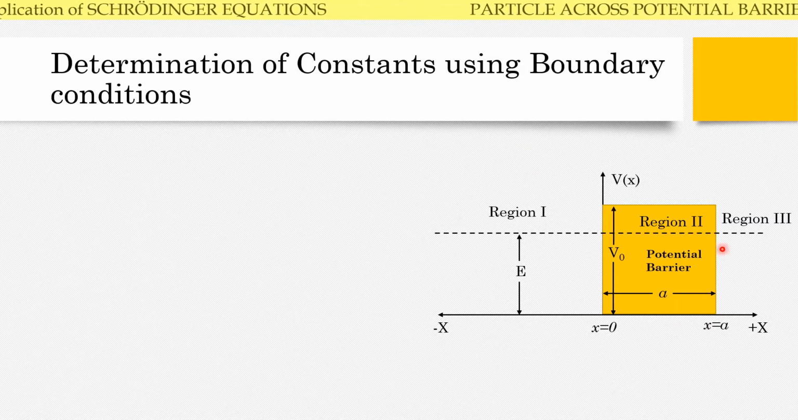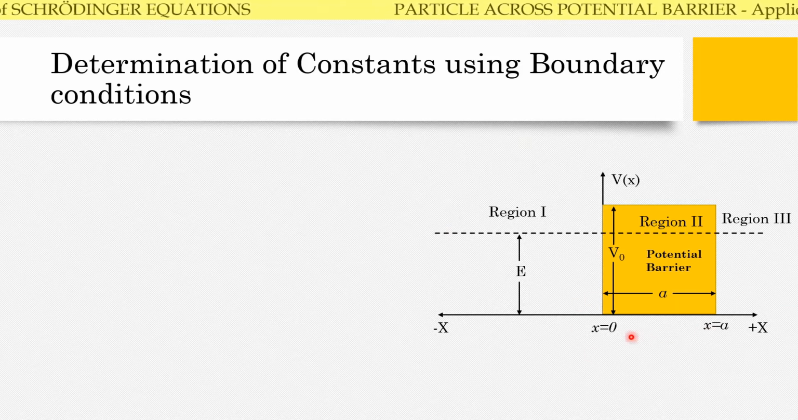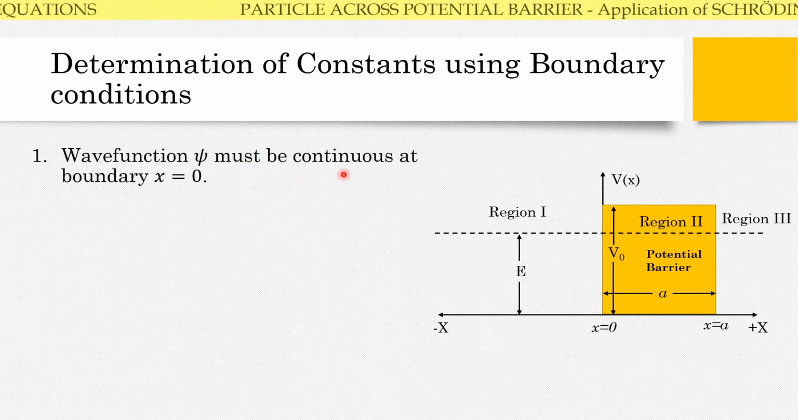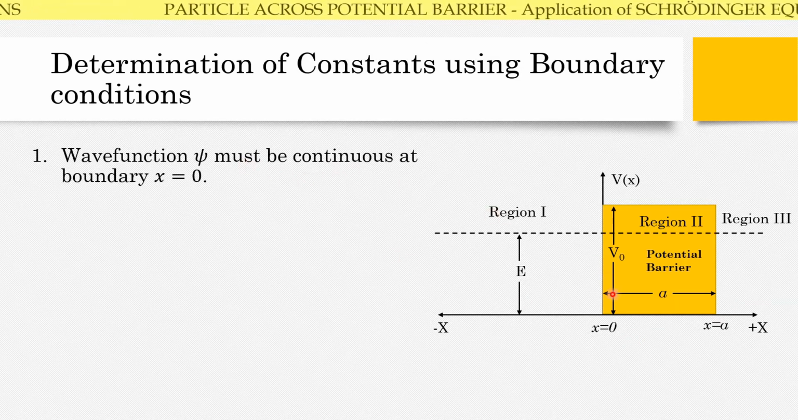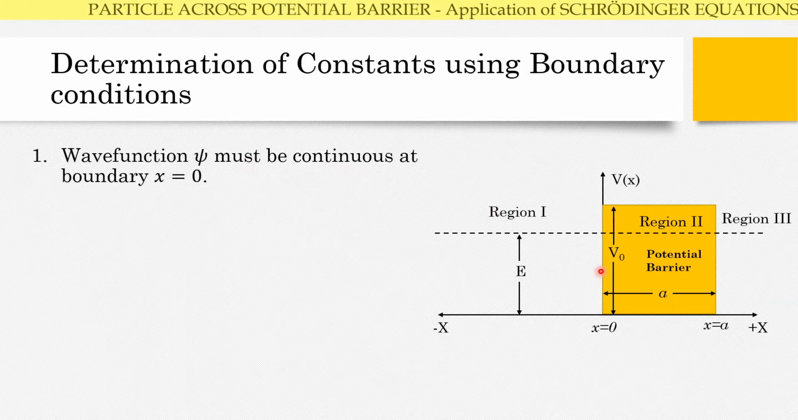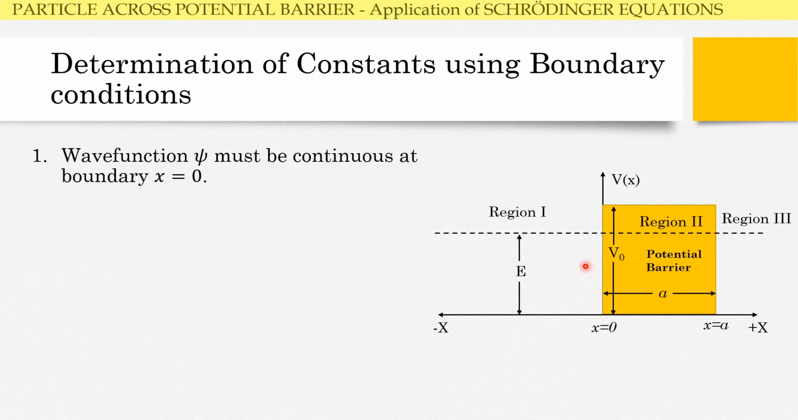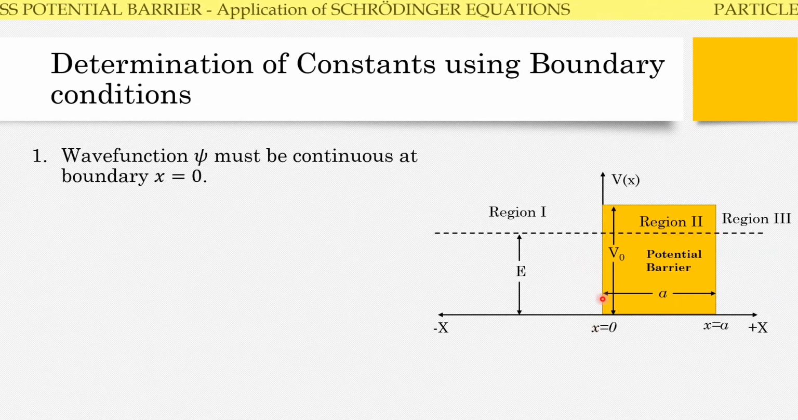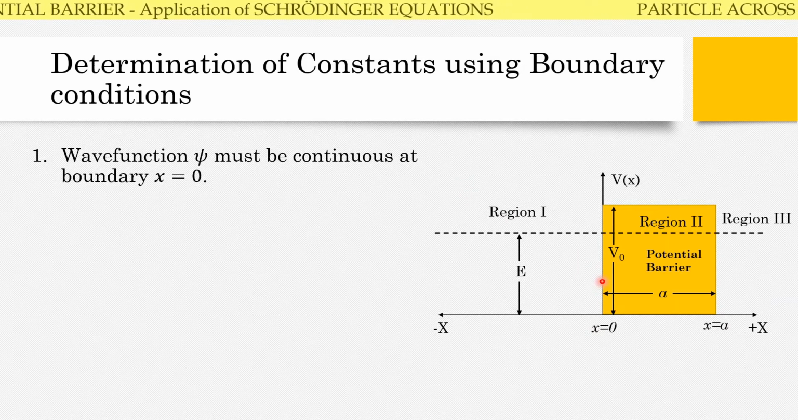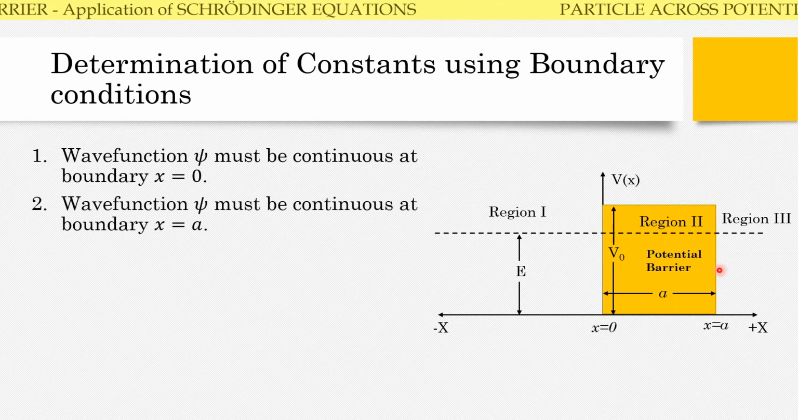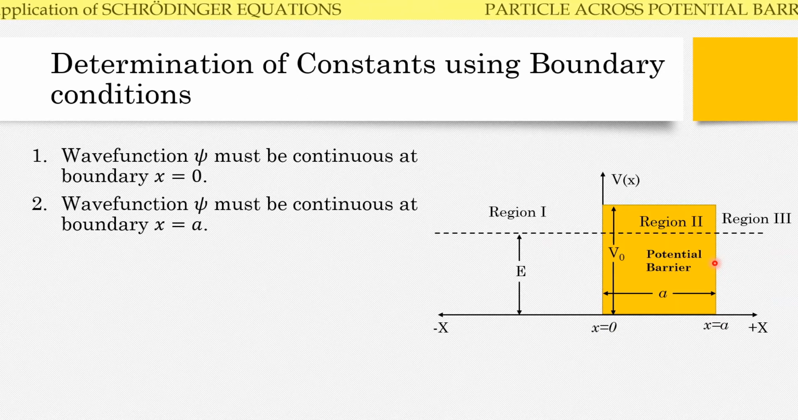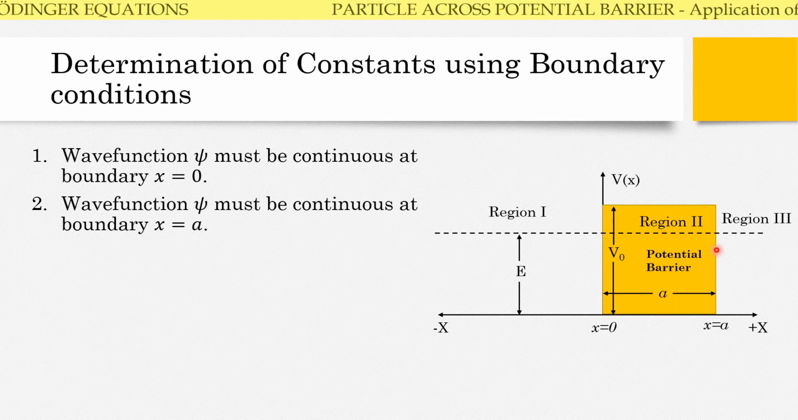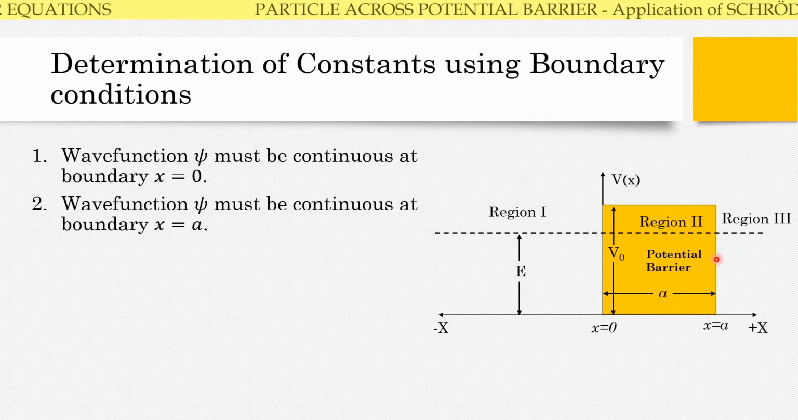We say that the wave function must be continuous everywhere. So it must be continuous at x equal to 0 also. Here at x equal to 0, the wave function switches from psi 1 to psi 2. So at this position, the wave function psi must be continuous. Second boundary condition, here also the wave function gets switched from psi 2 to psi 3. So at this position x equal to a, it must be continuous.